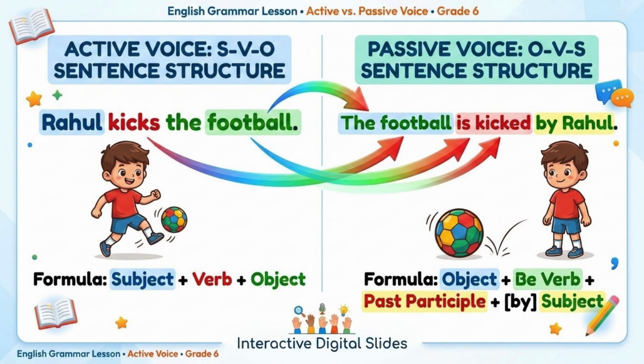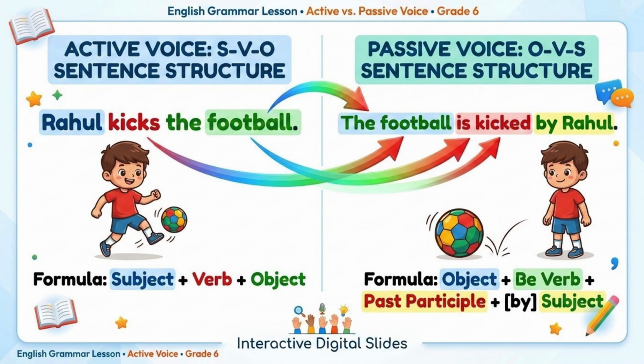Let's understand why we use passive voice. In the first sentence, we were talking mainly about Rahul. But in the second sentence, we are talking mainly about the football. So when the action or the receiver of the action is more important, we often use passive voice. That's the main difference. Let's practice with some more examples.